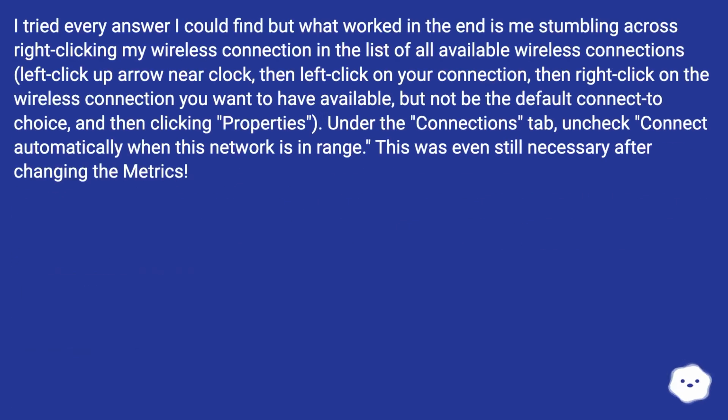I tried every answer I could find, but what worked in the end is me stumbling across right-clicking my wireless connection in the list of all available wireless connections: left-click the up arrow near the clock, then left-click on your connection, then right-click on the wireless connection you want to have available but not be the default connector choice, and then click Properties. Under the Connections tab, uncheck Connect automatically when this network is in range. This was even still necessary after changing the metrics.